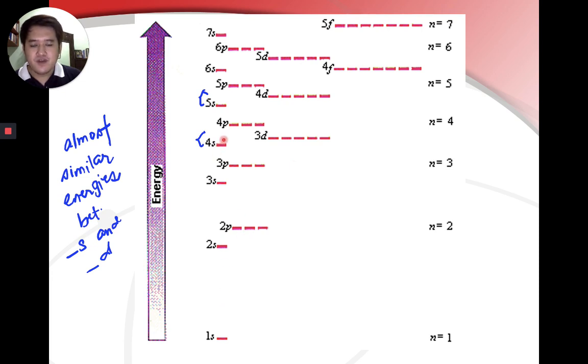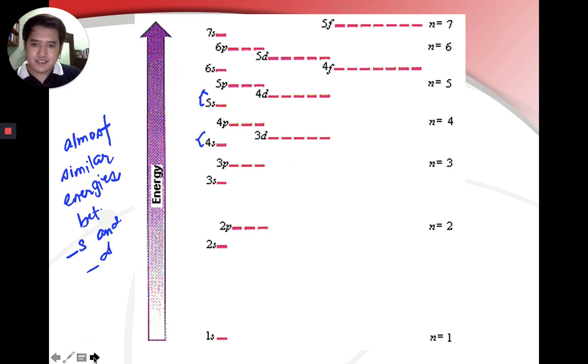You might have noticed that the farther the energy levels are, the closer they become to each other, whereas for some sublevels, the energy difference is very small. So the energies are almost similar between the 4s and the 3d, or the 5s and the 4d. That is what makes it possible for electrons to jump from one to another.